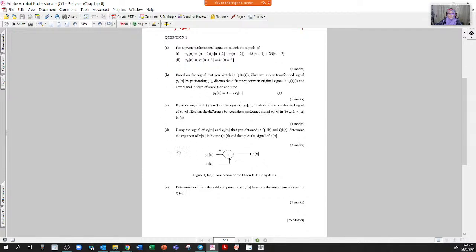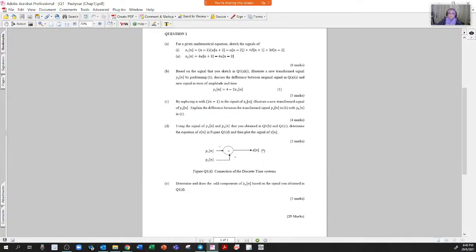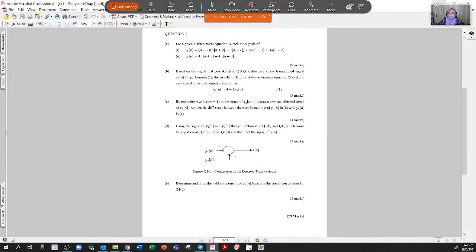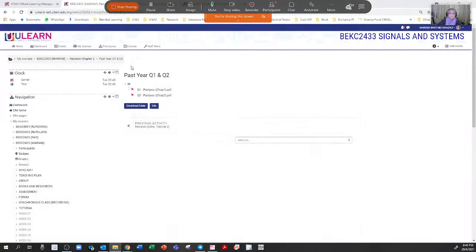Next is D, where you are given this type of signal flow graph, so plot for z[n]. And E is to determine and draw the output based on the z odd signal. So all of it is interconnected. This is an example of what question 1 of the past year final exam looks like.